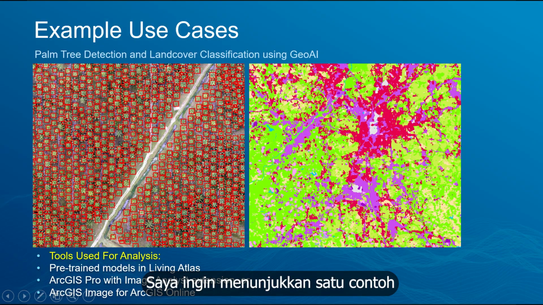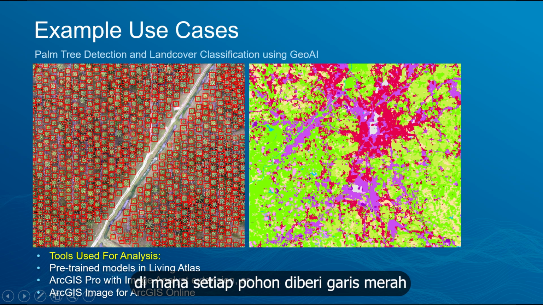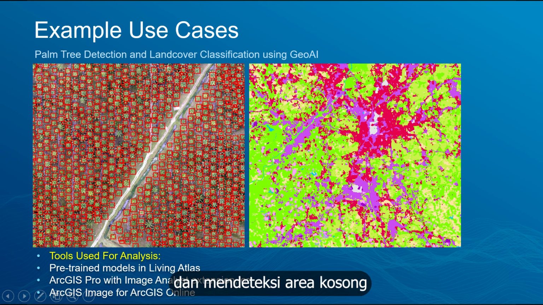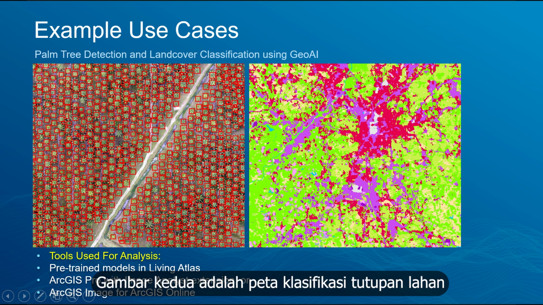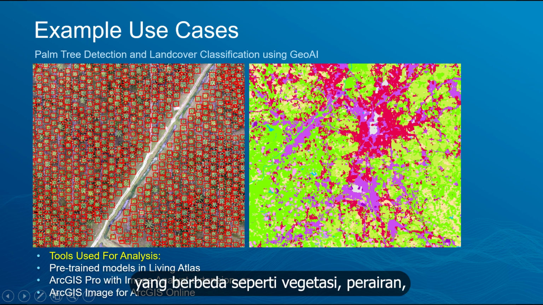I'd like to showcase this one example of how GeoAI and remote sensing can automate palm tree detection and land cover classification. The first image shows palm trees detected using GeoAI, with each tree outlined in red, helping to calculate tree density and detect gaps for replanting. The second image is a land cover classification map where different colors represent distinct land types such as vegetation, water bodies, urban areas, and bare soil.